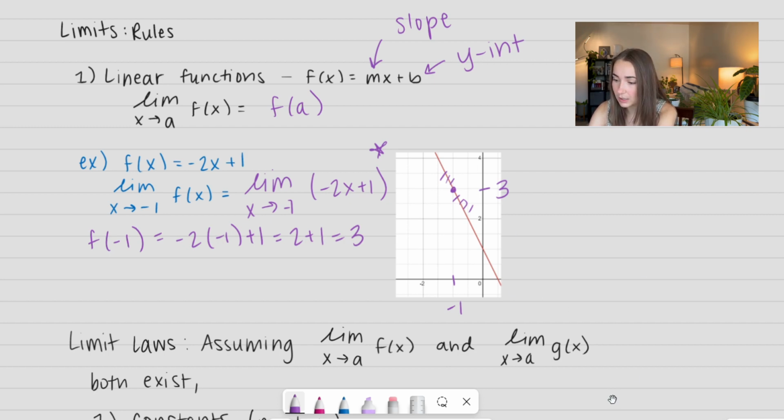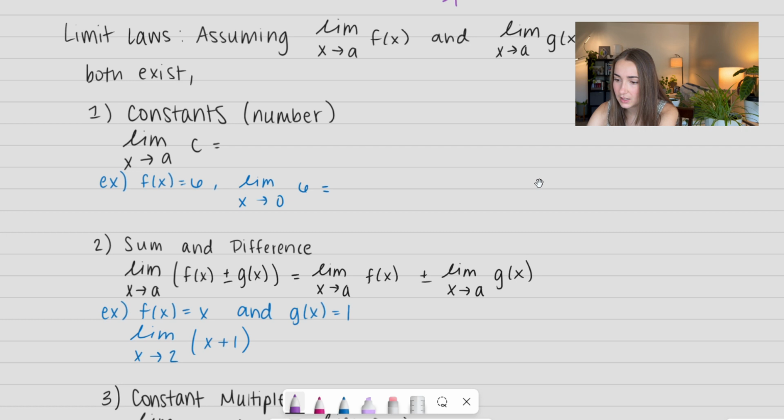So now let's go on to our limit laws. First of all, we have to say they assume that both limits exist. So the limit as x approaches a of f of x and g of x, they both already exist. They're already there. So using this, we can move forward. Let's go ahead and talk about constants, which just mean a number. We have the limit as x approaches a of a value c is just equal to whatever number it is. So whatever c is. We have an example right here. We have f of x is equal to 6, and we're going to take the limit as x approaches 0 of 6. It is indeed equal to just 6.